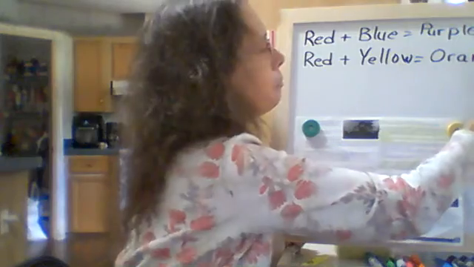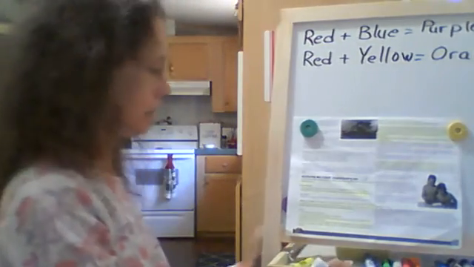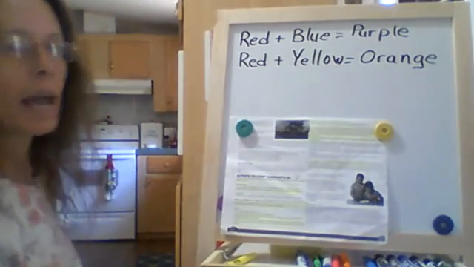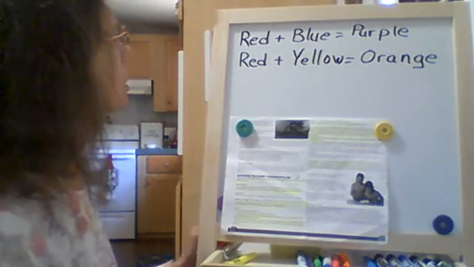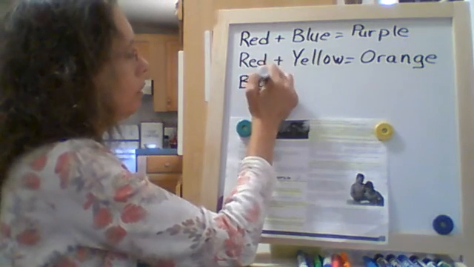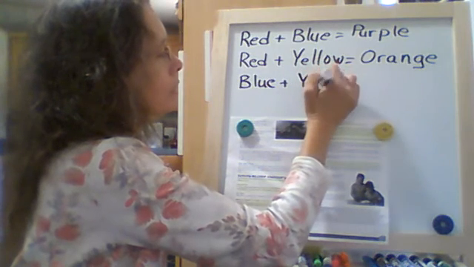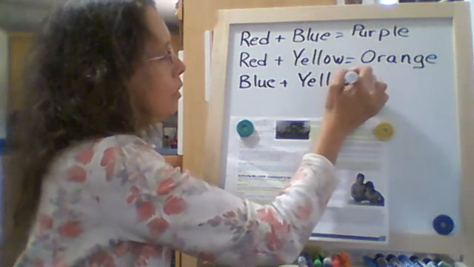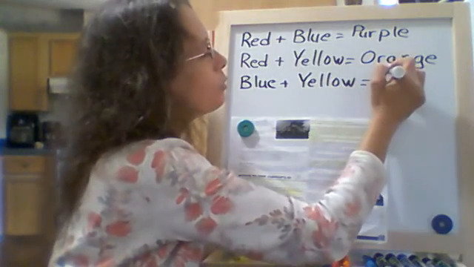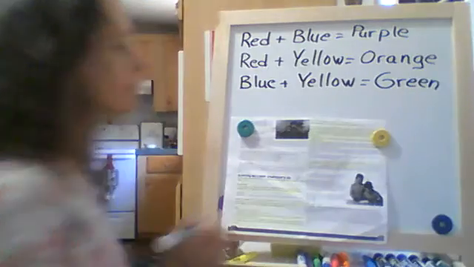And we learned that, oh, it's hard to see that, isn't it? Put your computer that way. There you go. And we learned that blue plus yellow make, you remember what color? Right, green. Green. Okay.